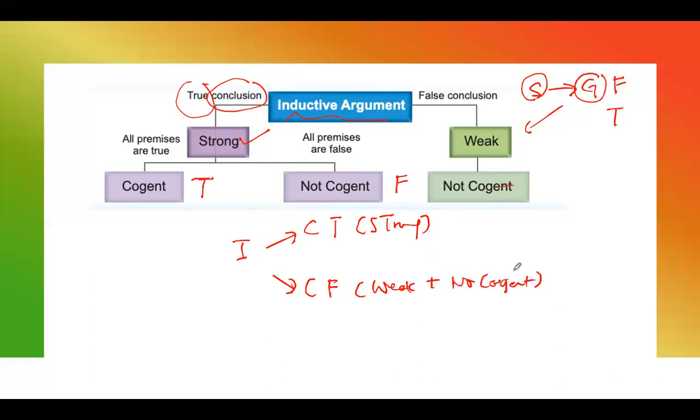Strong inductive argument, okay, strong doesn't mean it's cogent. Cogent must be everything true. The premises must be true. If it is not cogent, then one of the premises is false. So you can find that one of the premises is false, then it's not cogent.